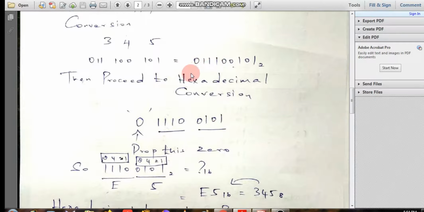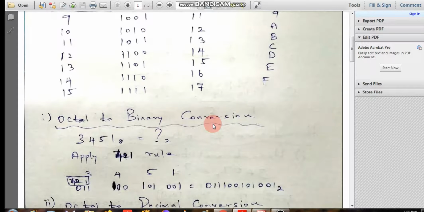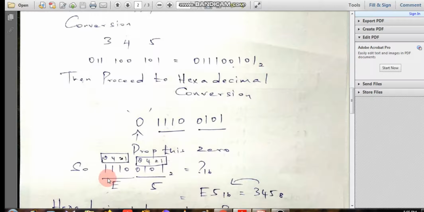There is a single 0, so you have to drop this 0. And you have to write the corresponding hexadecimal representation of this binary, that is 1110 and 010. From the table itself you can get a clear idea: the 1110 binary representation corresponds to the hexadecimal representation E. So I am supposed to write E. For 010 I am supposed to put 5.